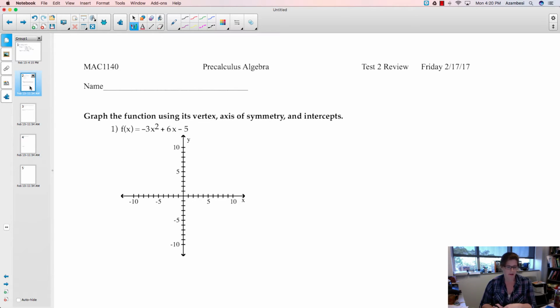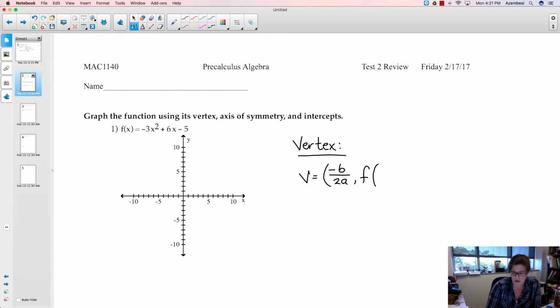So the first problem here I have set up says to graph the function using its vertex, axis of symmetry, and intercepts. So I will be asking you for all of these things. So remember that if you have a function that looks like negative 3x squared plus 6x minus 5, and you want to find the vertex, your choice for looking for the vertex is one of two different ways. You can either use the formula, the vertex is equal to negative b over 2a, and then the function at negative b over 2a. Or you can complete the square in order to put it into standard form. So we'll start with this, the vertex formula.